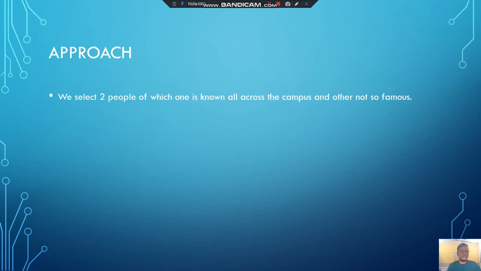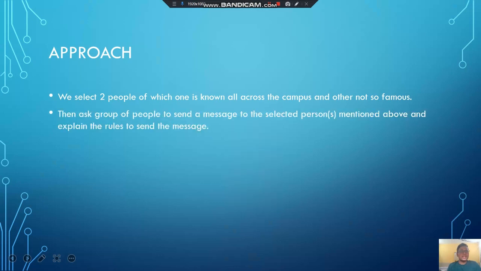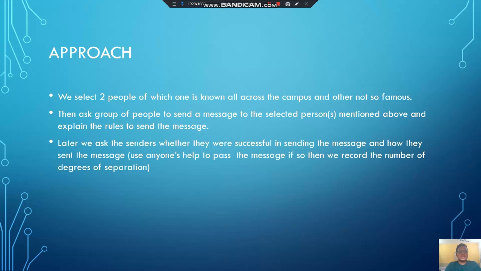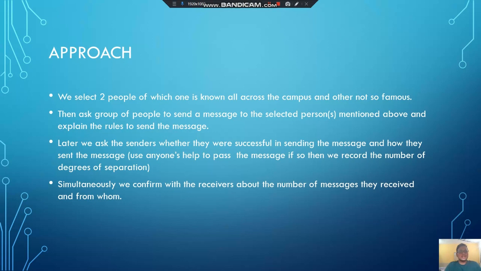Hi, I'm Maruti Yadav. I'll be telling you the approach of our process. We select two people, of which one is known all across the campus and the other not so famous. Then we ask a group of people to send a message to the selected persons mentioned above and explain the rules to send the message. Later, we ask the senders whether they were successful in sending their message and how they sent the message, if they used anyone's help to pass the message. If so, then we record the number of degrees of separation. Simultaneously, we confirm with the receivers about the number of messages they received and from whom. Using the above methodology, we validate Milgram's theory.